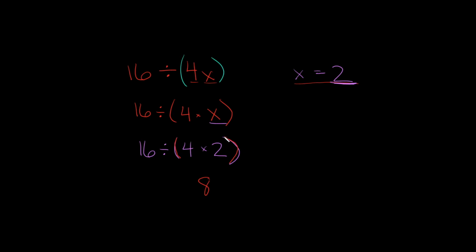Okay, so we did what was inside of our parentheses, so now I'll bring down the rest of my problem. So this 16 divided by part. So now all we're left with is 16 divided by 8. And what is that? That's simply 2. Okay, now let's just do a couple more.